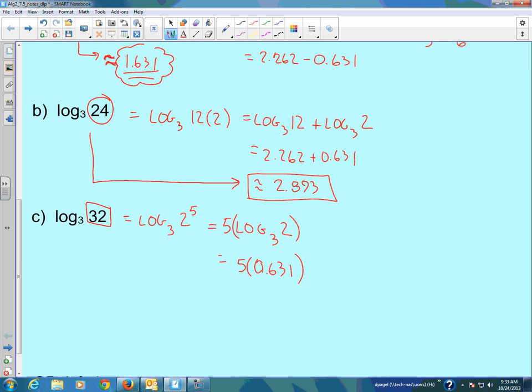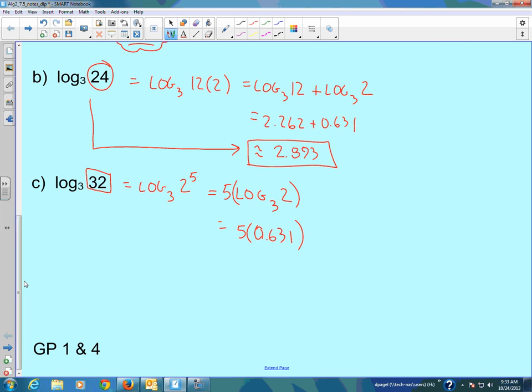0.631. And then I get my answer here. So we can see properties at work. Okay. 3.155. And again, approximate for the solution.